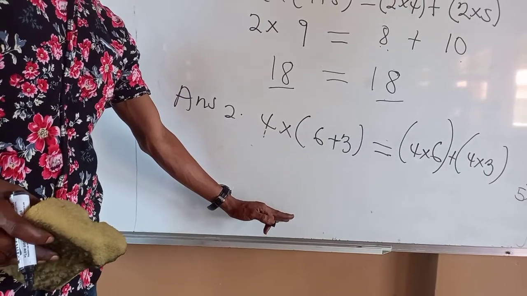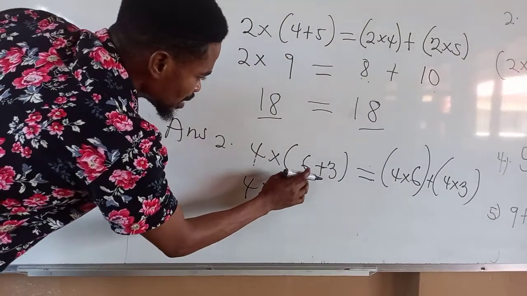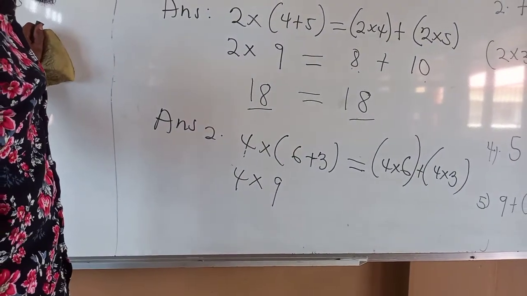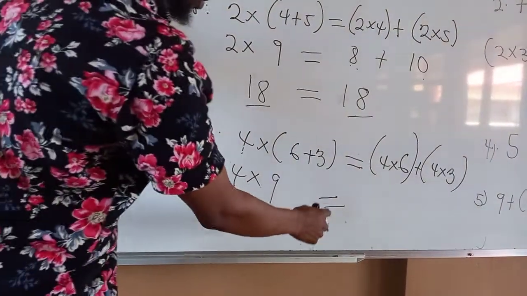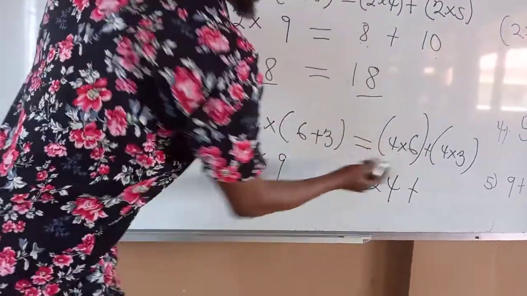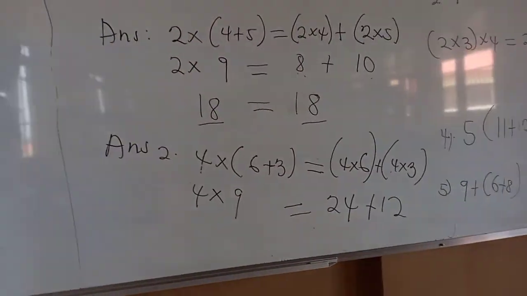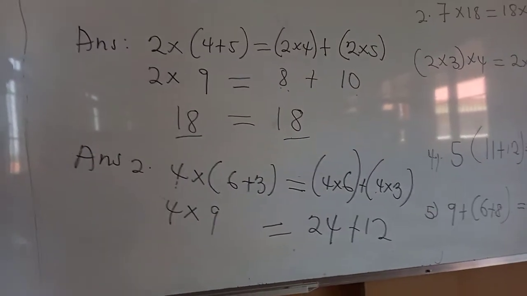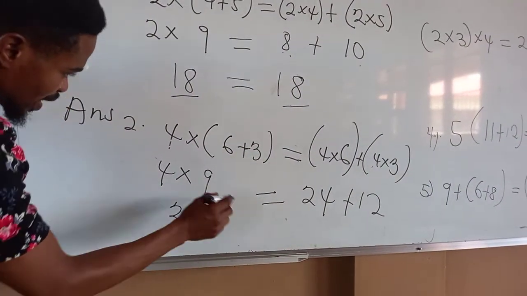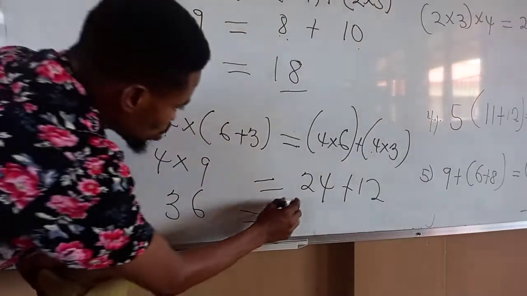So you listen carefully and look on the board. Now, I bring my 4 here and the multiplication sign. Then I add the two numbers. 6 plus 3 will give me 9. Then I come here. 4 times 6 will give me 24 plus, remember the addition, and then 4 times 3 will give me 12. If I come here, I have to continue because I have not gotten my final answer. So 4 times 9 will give me 36. And then 24 plus 12 will give me what? 36. So I come here.